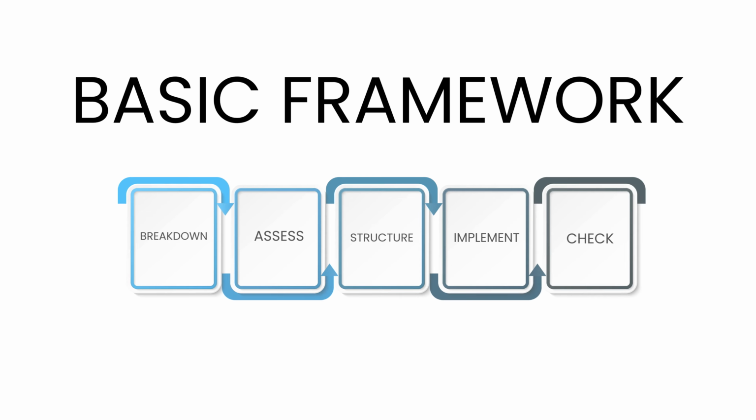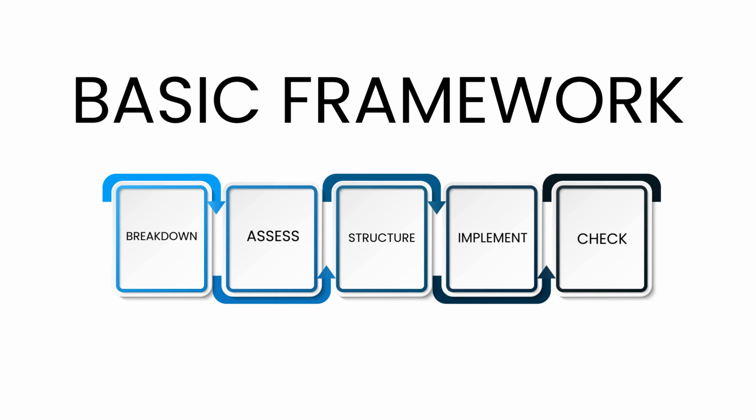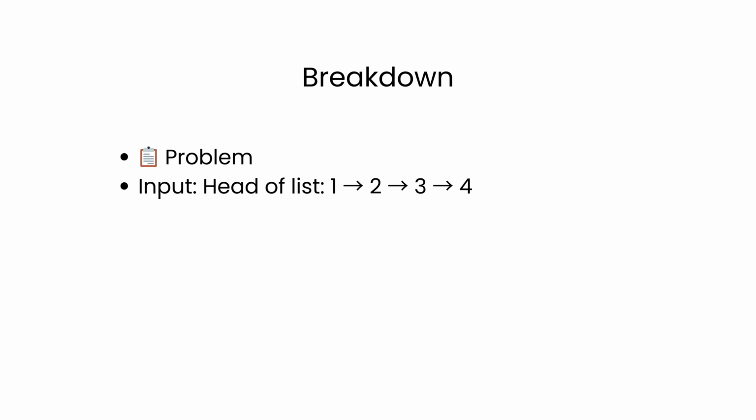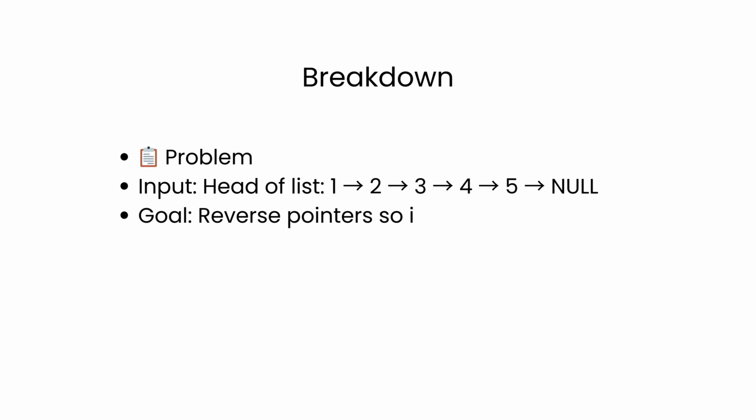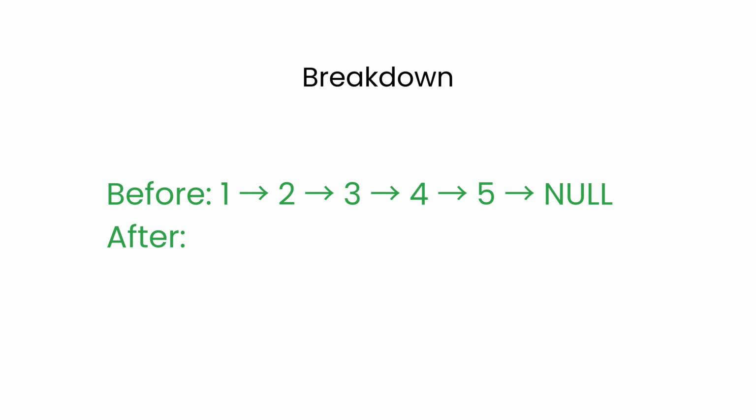Let's attack reverse linked list using the basic problem-solving framework, which brings structure and confidence to every interview challenge. Ready? Here we go. Given the head of a singly linked list, our goal is to reverse the list so the nodes point in the opposite direction, and return the new head. Input: head node of a singly linked list, like 1, 2, 3, 4, 5, null. Output: head node of the reversed list, for example, 5, 4, 3, 2, 1.